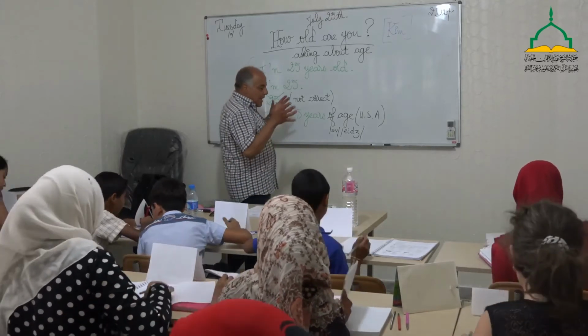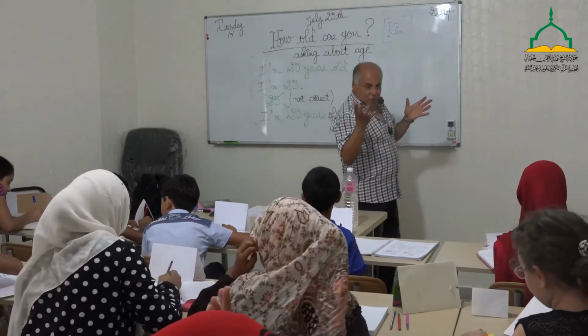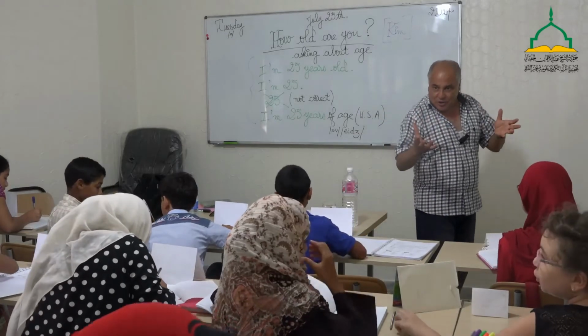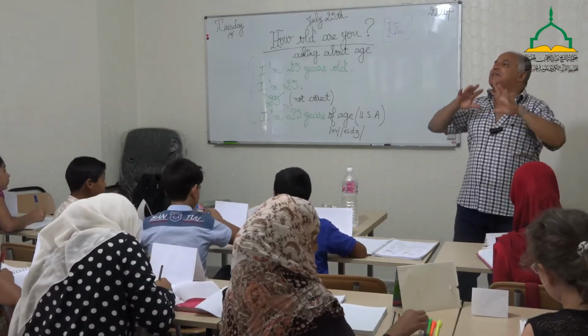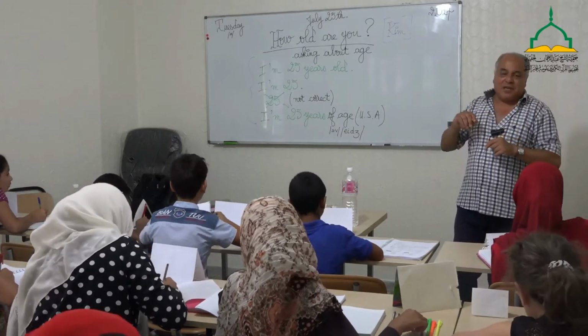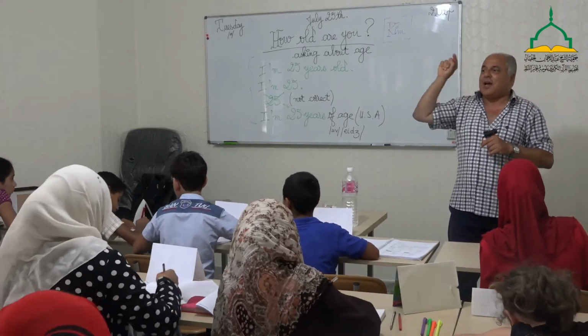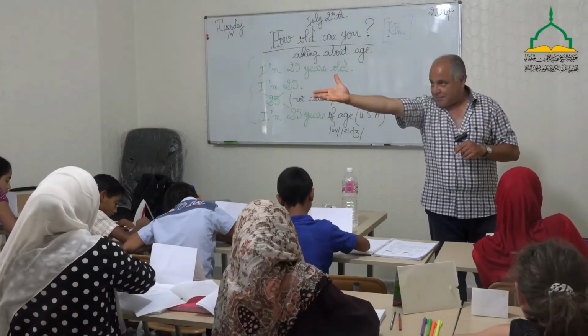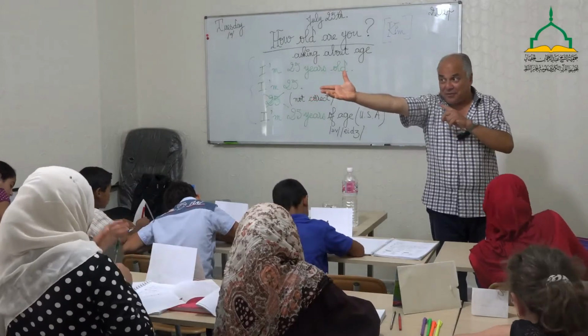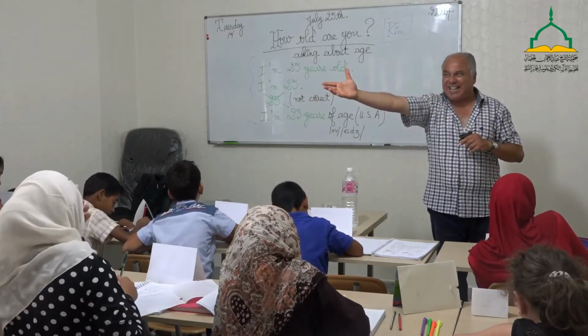So, "how old are you" is used for a boy, for a girl, for one person, or many people. It is always "how old are you." If I ask Ibrahim, for example, how old are you? This is a boy. "I'm Ibrahim." Be careful of this mistake. Not "I'm."